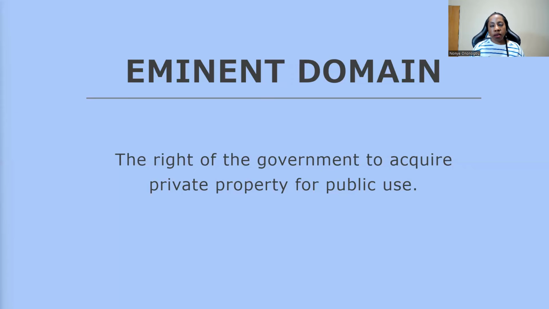Eminent domain. Eminent domain is the right of the government to take private property for public use. Of course, the person whose property is taken is compensated for their property being taken, like the value of the property. But this is the right the government has. For example, a couple of years ago in Chicago, they were expanding O'Hare Airport. And so there was eminent domain. A bunch of people's homes were bought by the government, and then the land was used to expand O'Hare.